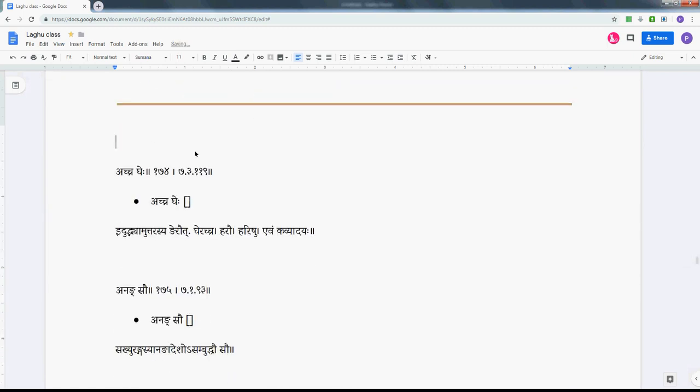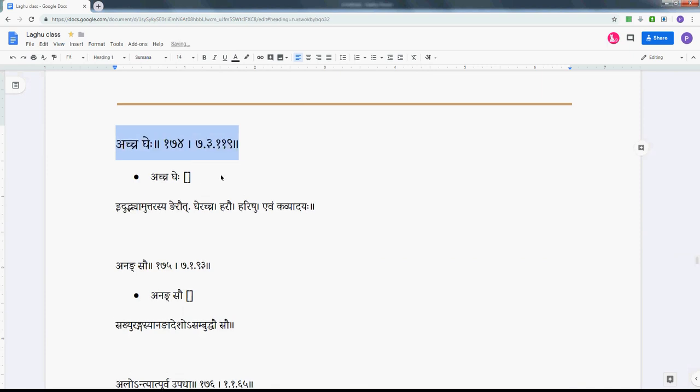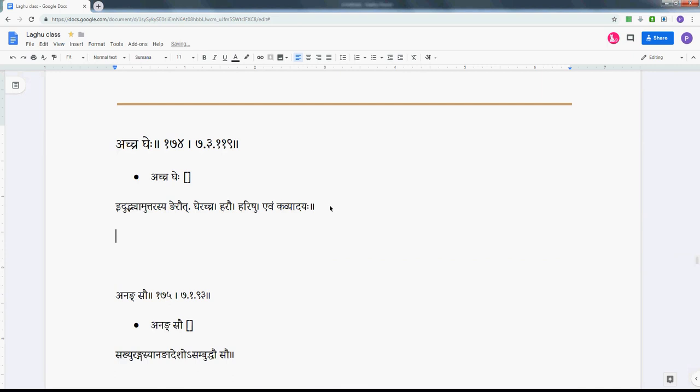Next, Saptami Ekvachana. Saptami Ekvachana, what happens? Hari plus Ni. Ni pratyaya, saptami ekvachana. But here, what does he say? Achyaghehe. Achyaghe. In some sutra pathas, this will be a single sutra, this and the earlier sutra.